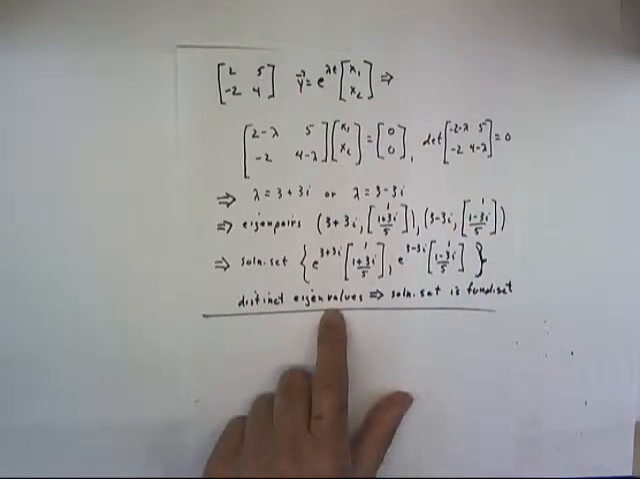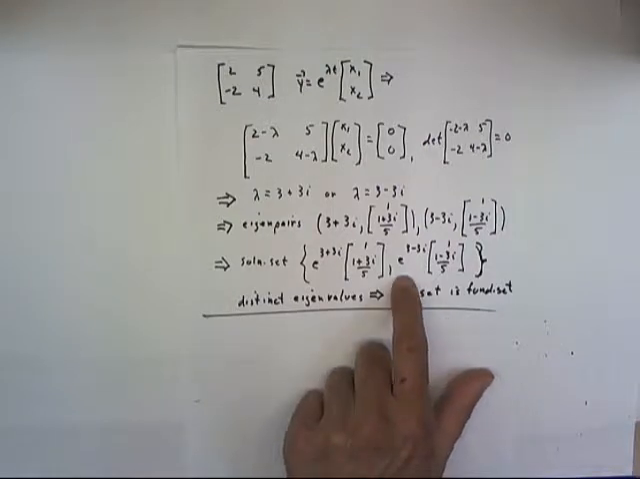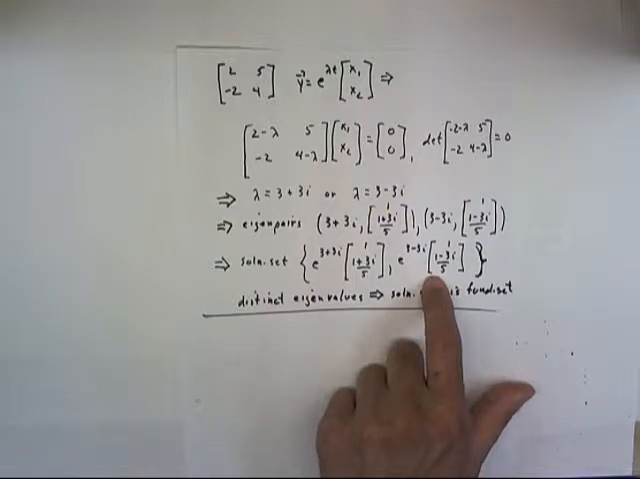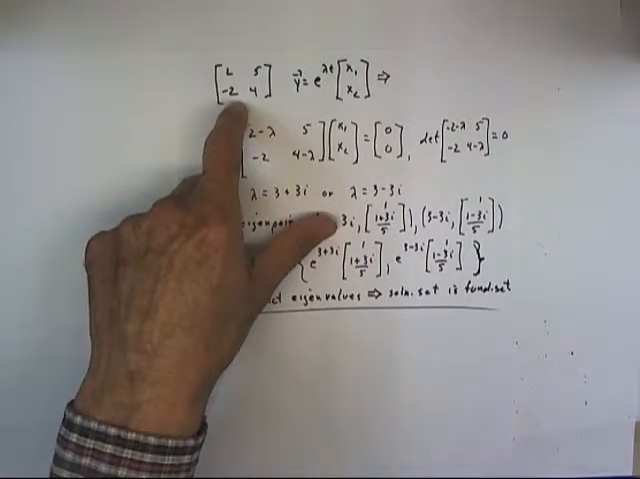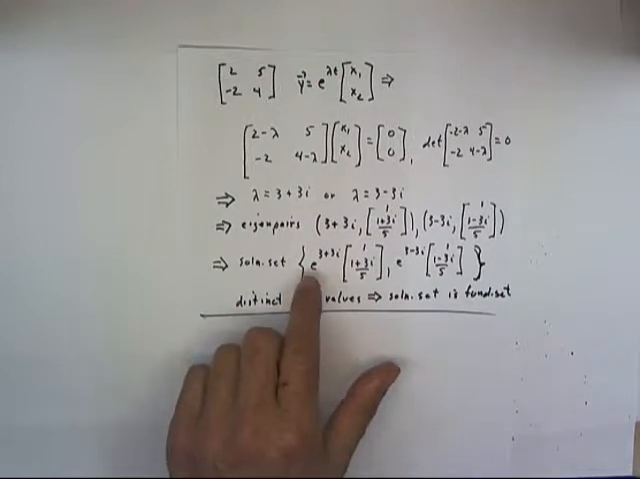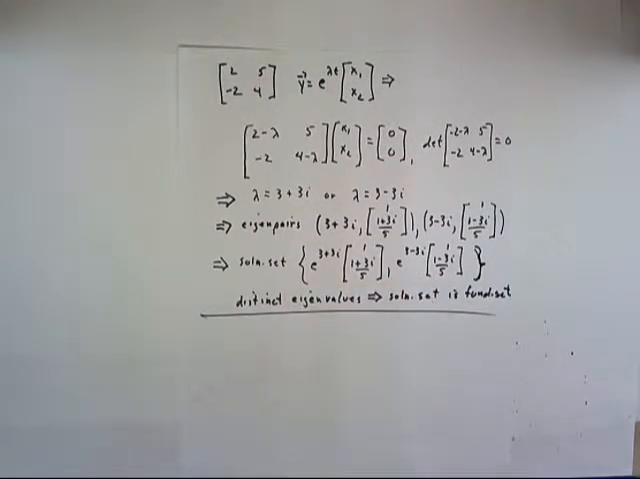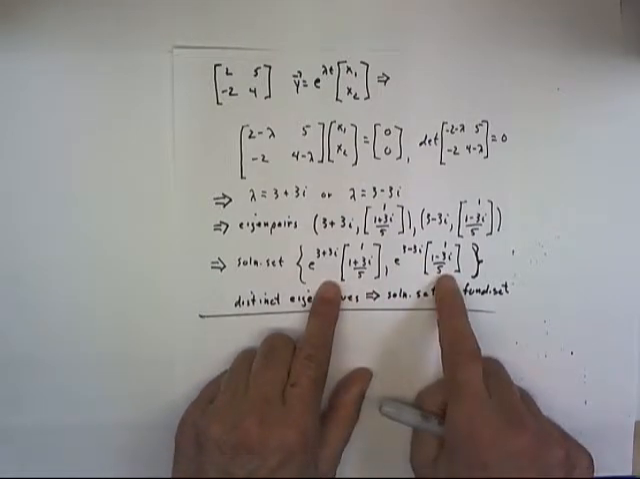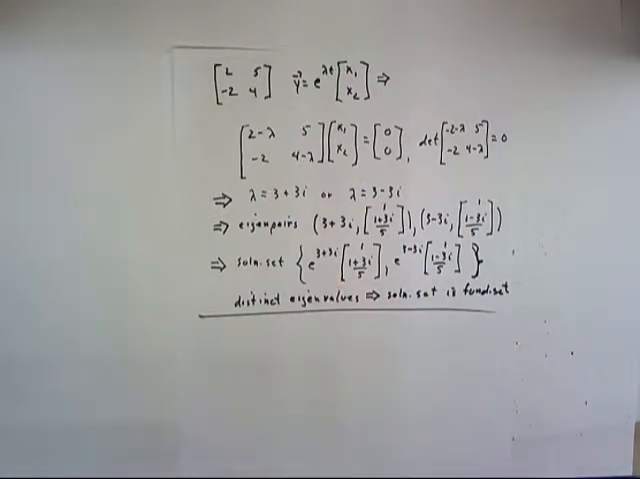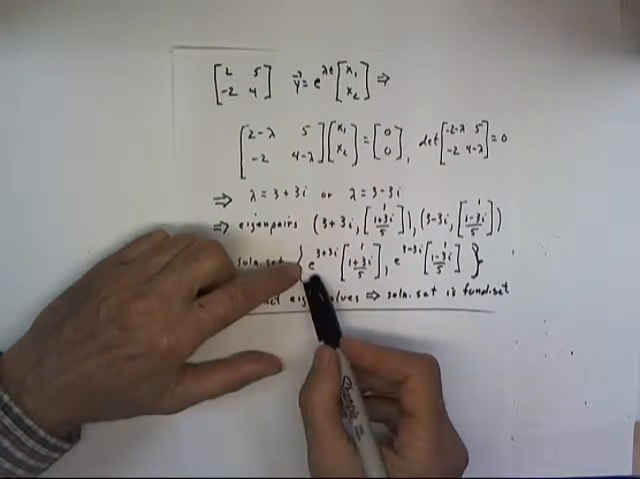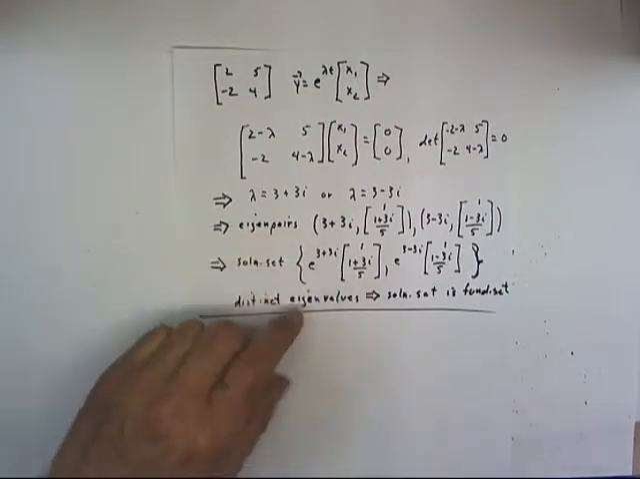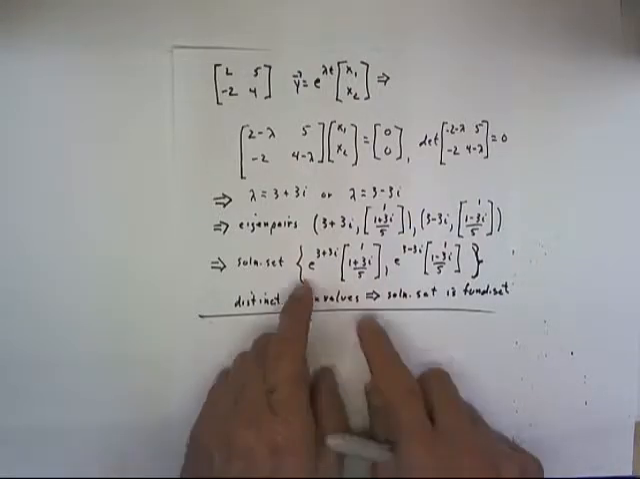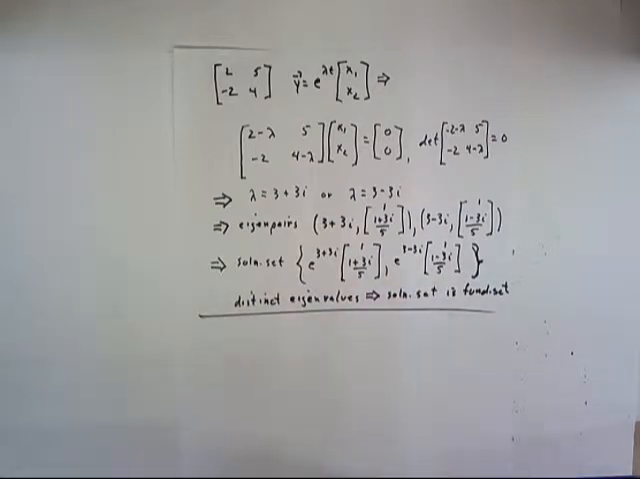Since the eigenvalues are distinct, our solution set is a fundamental set, so we have solved the original system of equations. We have a general solution, c1 times this plus c2 times this. Now, let's go ahead and apply Euler's identity to get the equivalent forms of these exponentials.